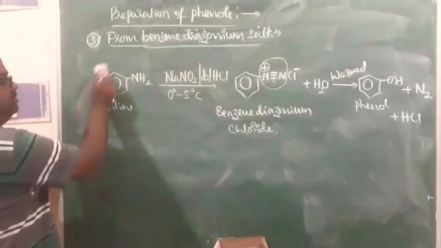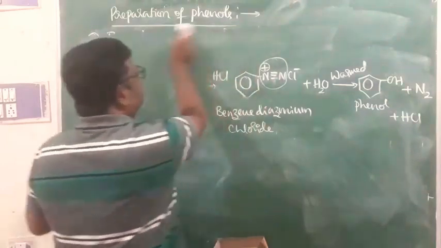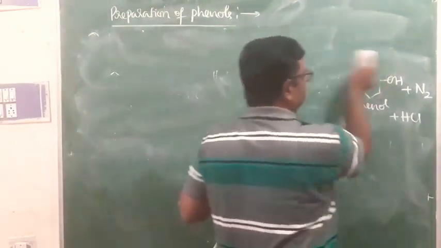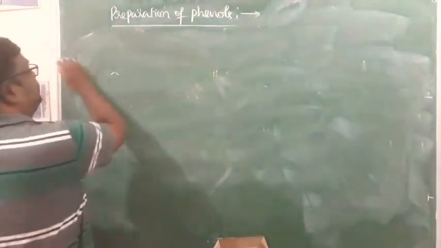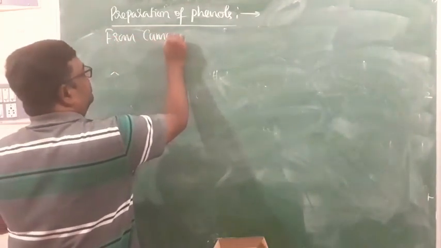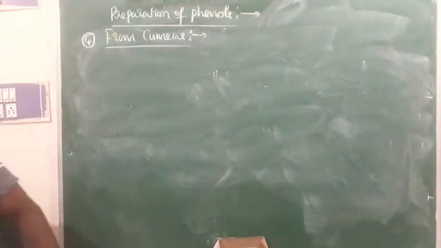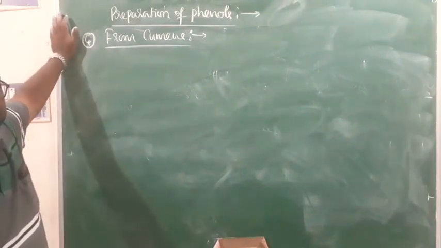The last method for the preparation, as far as your NCERT textbook is concerned, and that is very important from the examination point of view, is the cumene process for the preparation of phenol. That is preparation from cumene. This is the fourth method for the preparation of phenols, that is preparation from cumene.